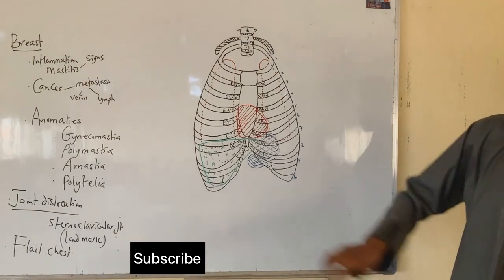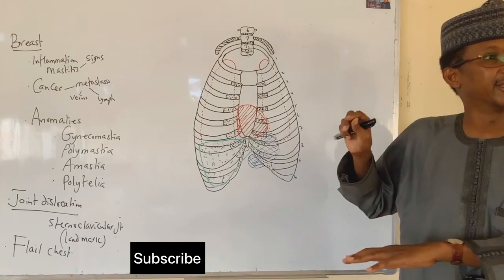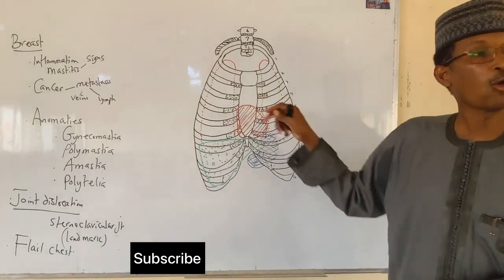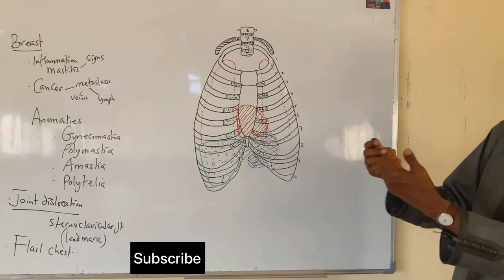tissue. For example, where the liver is located in the chest, when you percuss, the tone that you are going to feel is different from the area where there's lung tissue. We'll discuss this all along. I'm just giving you as a preamble.